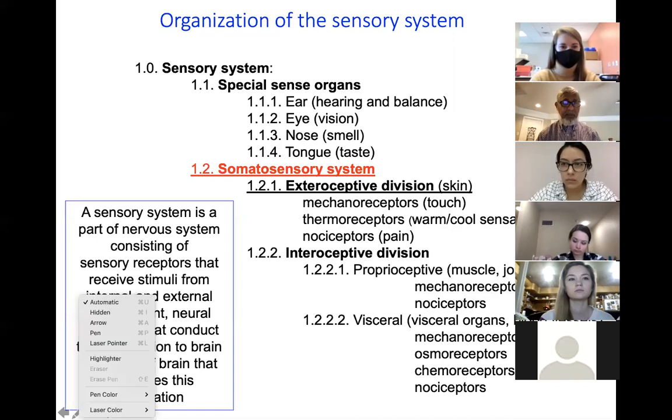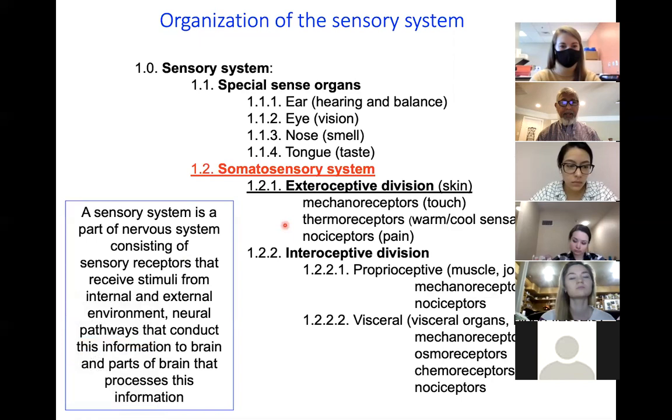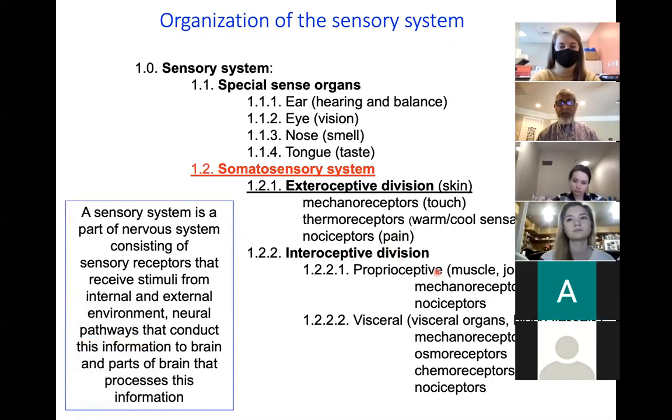Let me see if I can have it better. Okay, let me see if this could be a little easier to see.